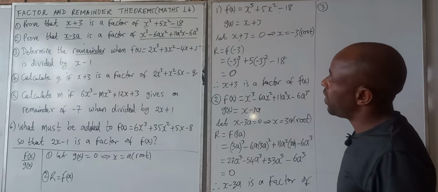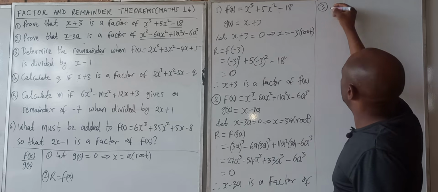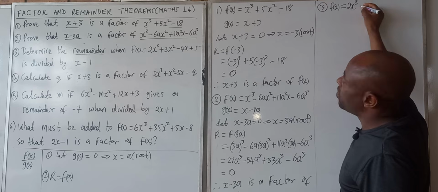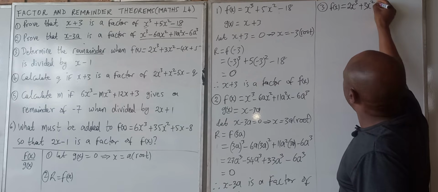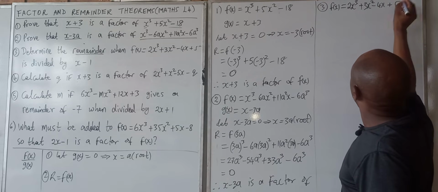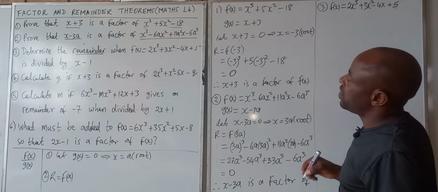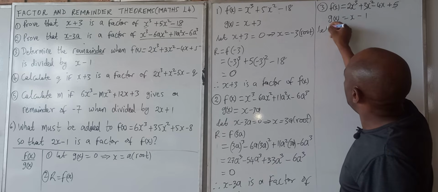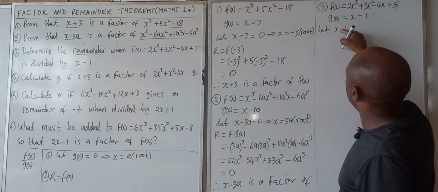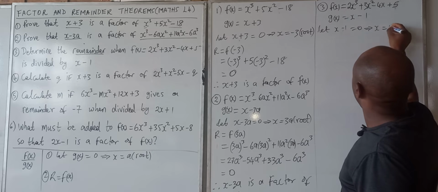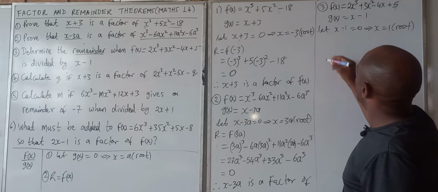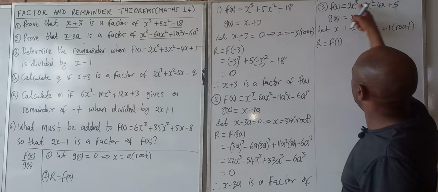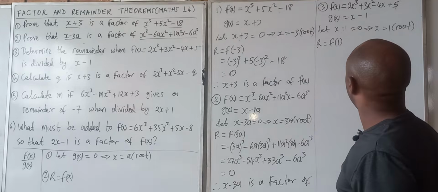So I need to determine the remainder when f of x is divided by x minus 1. So my f of x is given to me as 2x cubed plus 3x squared minus 4x plus 5. So that is it. Then my smaller function, I will call it x minus 1. I will let the smaller one be equal to 0. That leads me to my root, which is 1. Then I'll calculate my remainder, which is f of 1. That means I go to the bigger function, I'll place every x by 1.